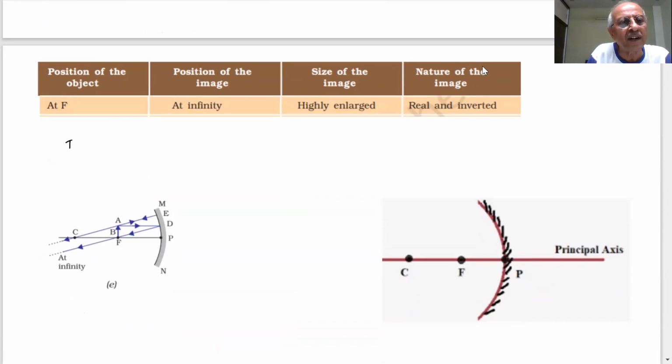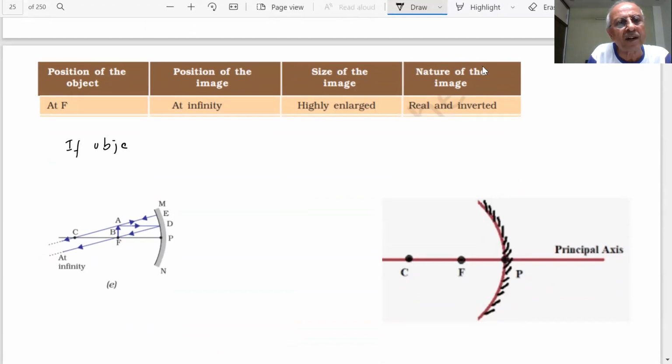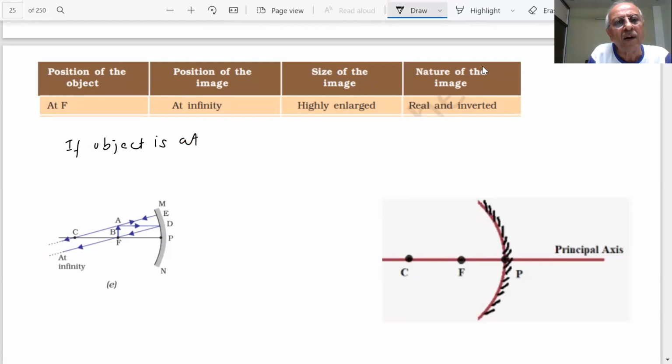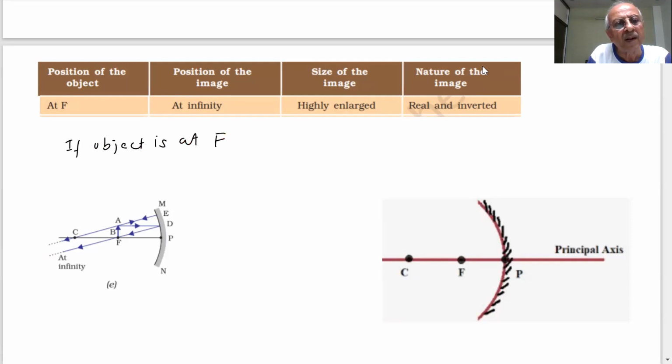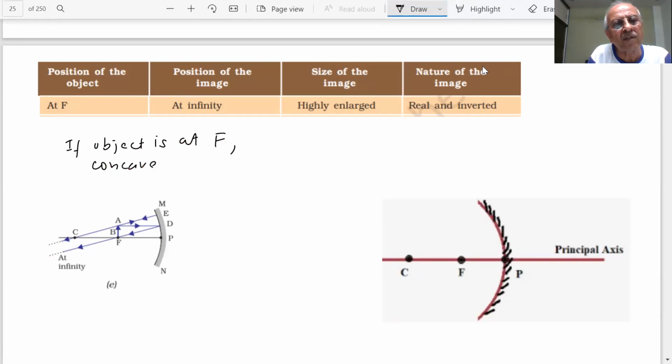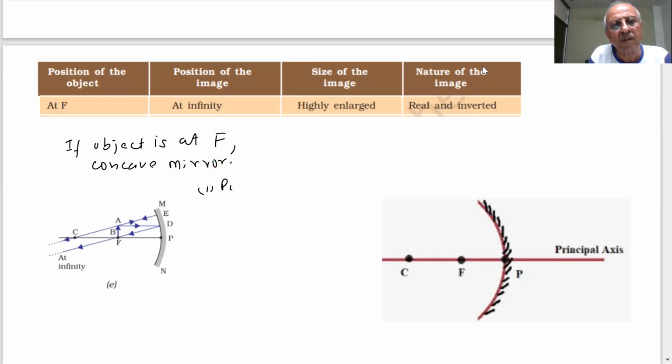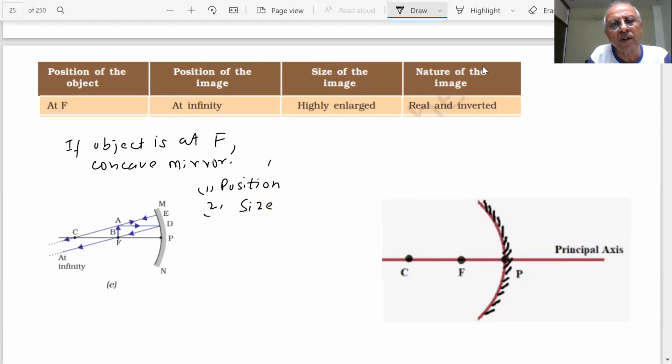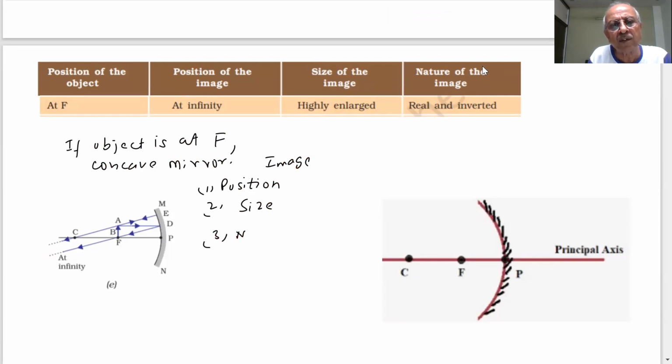The question is, if the object is at F in front of a concave mirror, then what is the nature of the image? What is the position of the image? Position, size of the image, and third, the nature of the image. What is your answer, students?